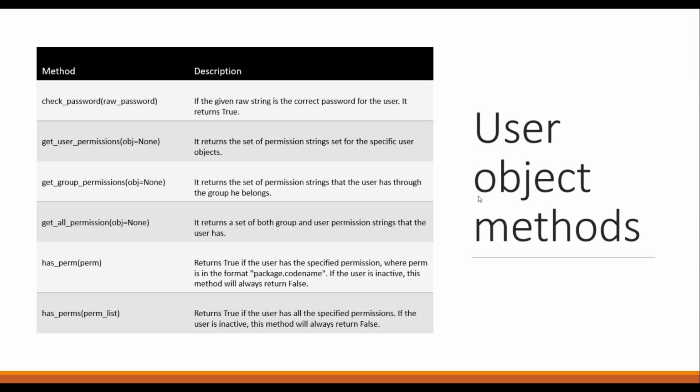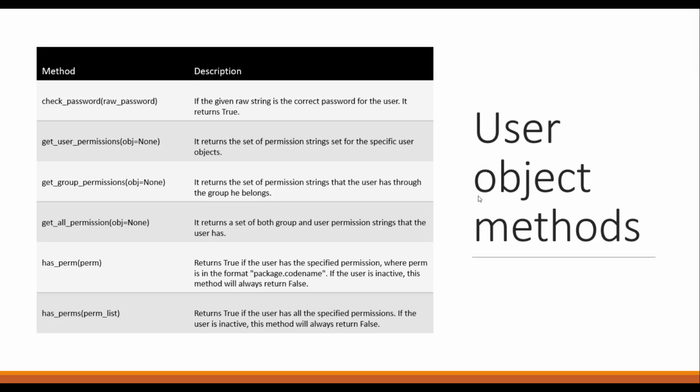The next method is get_user_permissions, and in parentheses we pass an object. By default it is None. It returns the set of permission strings for the specific user object. And keep one thing in mind, you have to pass an object to this method.